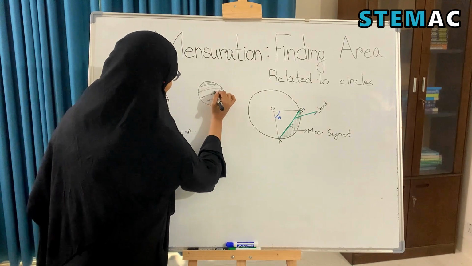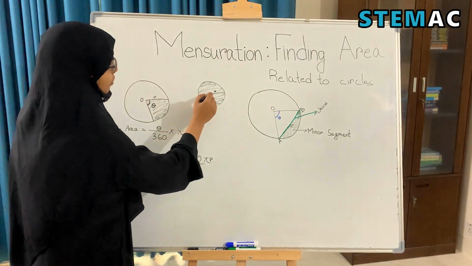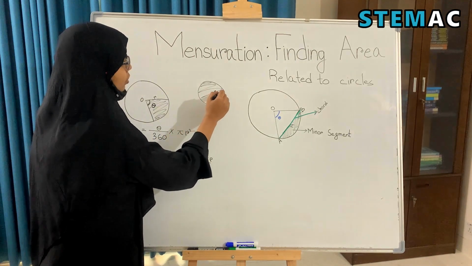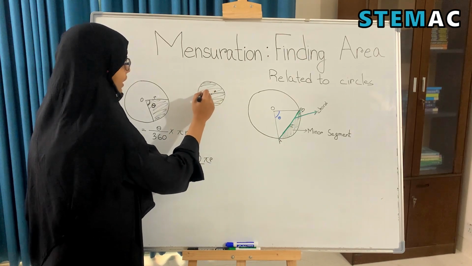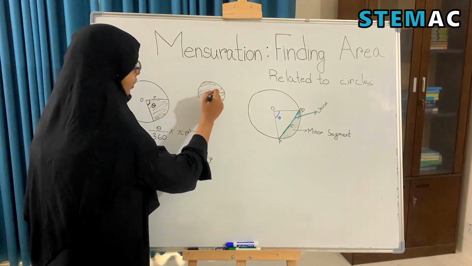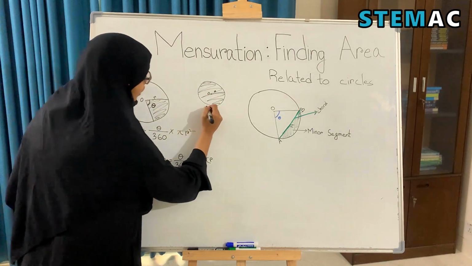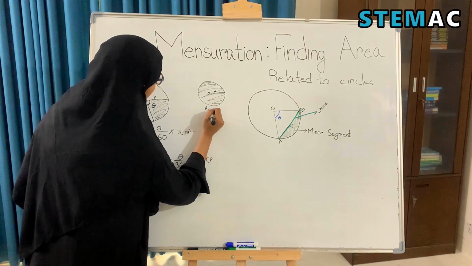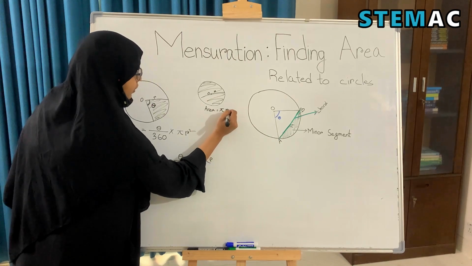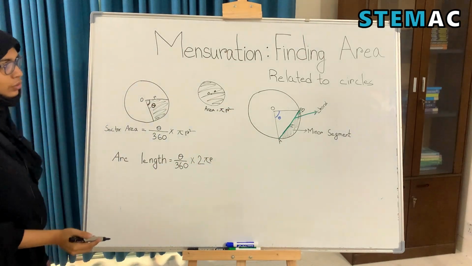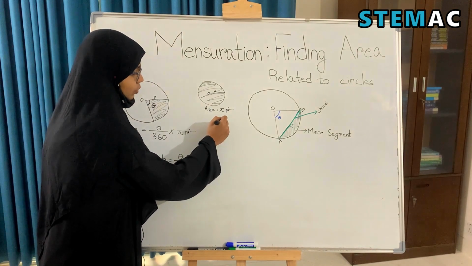So what is the radius? Radius is the length from the center of a circle to the circumference. From center to circumference, the length is always the same for a circle, and that is called the radius. For a circle, its area is pi r square, and the circumference of a circle is 2 pi r.